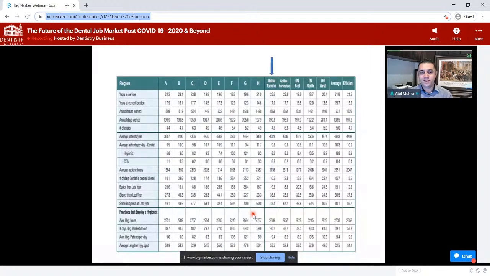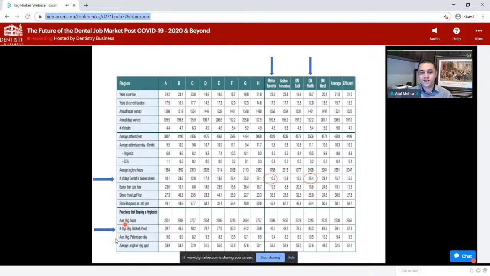And as you can see on this chart here, for example, the Metro Toronto area compared to the Northern Ontario region. Look at the number of days dentists are booked ahead. In Toronto, they're booked ahead about 10.5 days. In Northern Ontario, they're booked ahead 26.4 days. That's a significant difference, depending on what region they're in.